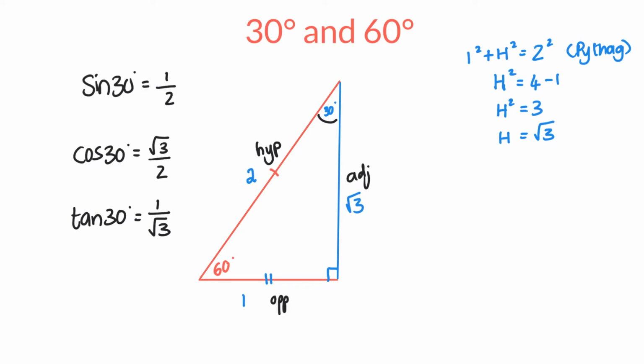Now let's look at the ratios for 60 degrees. Sine of 60, if I'm using 60, I now have a different opposite side.